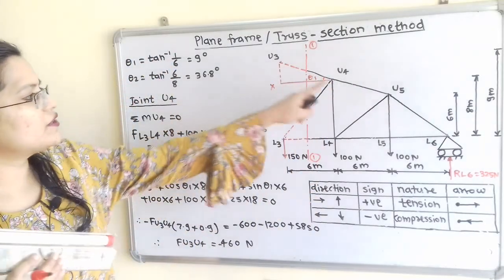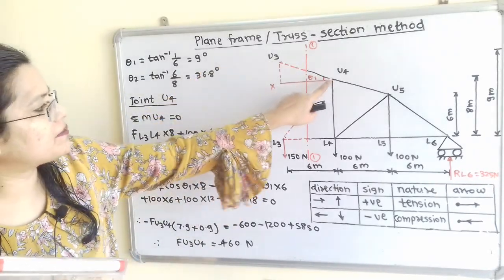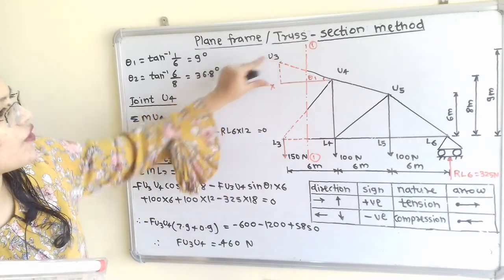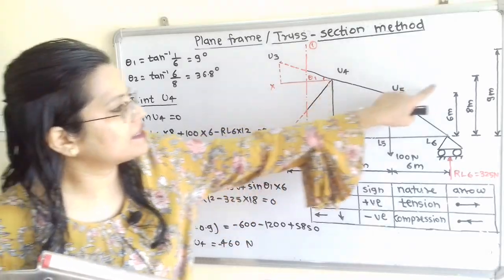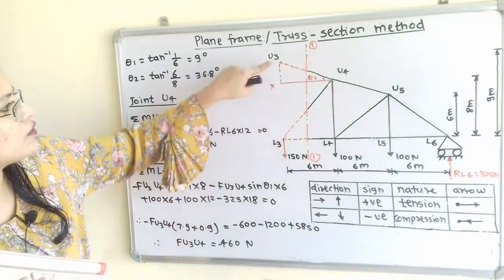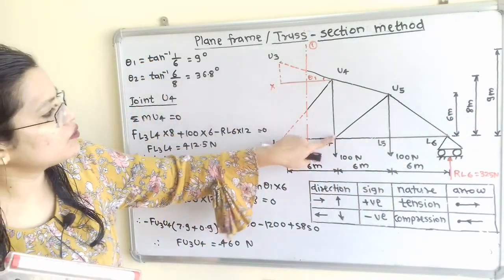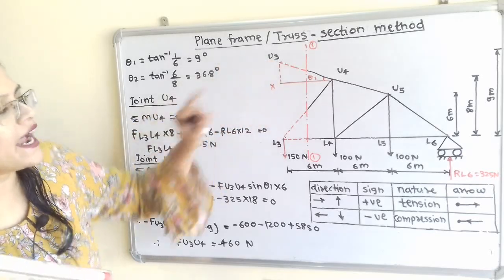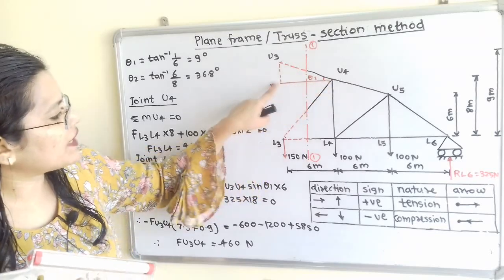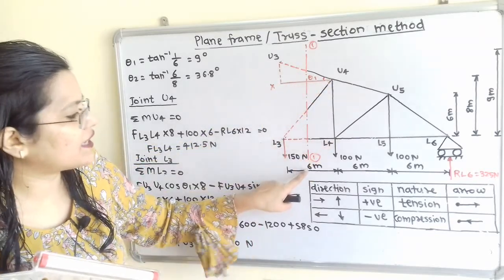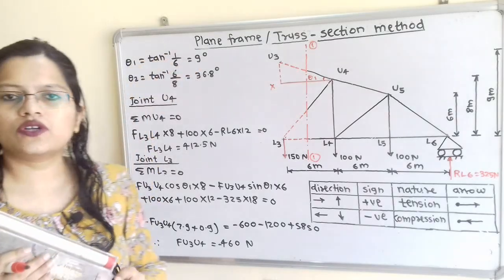In triangle U3U4X, tan theta1 is equal to U3X divided by U4X. Now what is the value of U3X? This height is mentioned: L4 to U4 height is given as 8 meter and L3 to U3 height is given as 9 meter. So L3X is equal to L4U4, and the remaining height is equal to 1. And this horizontal length U4X is equal to L3L4, which is 6 meter. So tan inverse of 1 by 6 is equal to 9 degree.